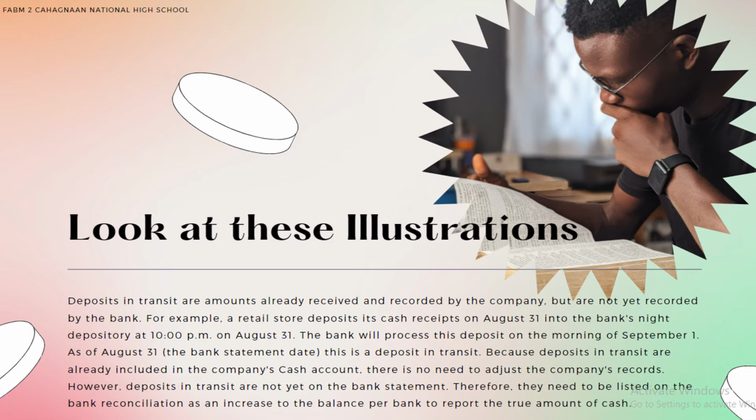This is a deposit in transit because deposits in transit are already included in the company's cash account. There is no need to adjust the company's record. However, deposits in transit are not yet on the bank statement. Therefore, they need to be listed on the bank reconciliation as an increase to the balance per bank to report the true amount of cash. Okay? So, wrap up.